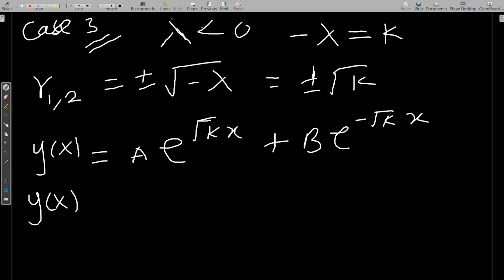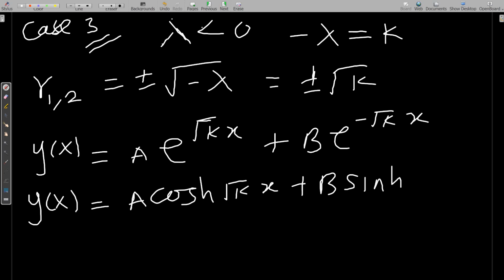But the reason why I want to convert it to cosh and sinh is because of the angle in it. So when you have this, don't panic. This is very simple. This is the same thing as having plus and minus complex numbers. When you have this one, it's plus or minus real numbers, and you can convert them to a cosh square root of k x plus b sinh square root of k x.